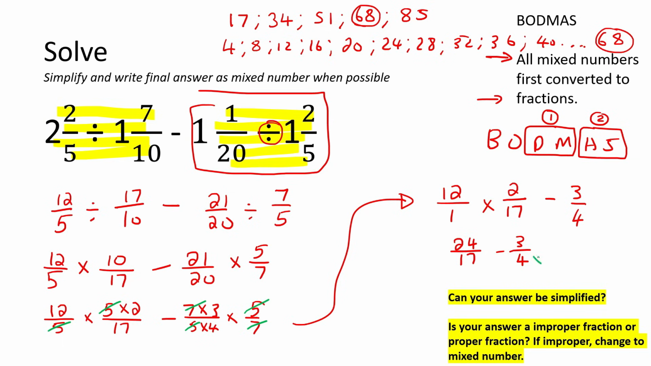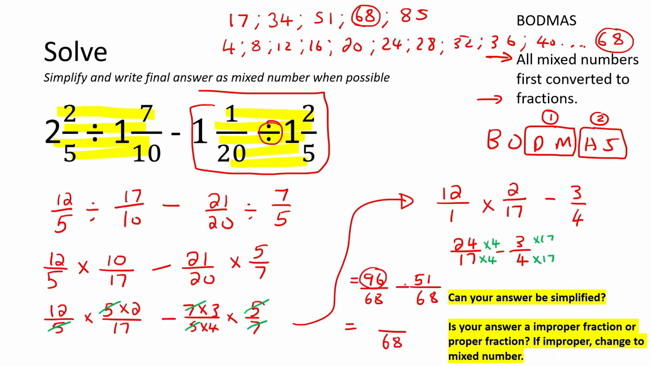So to make this into a 68, you would actually have to multiply it by 17, top and bottom. And to make this one go to 68, you would actually have to multiply it by 4, top and bottom. Wow, some big numbers here. And so 24 times 4 is 96. So we're going to get 96 over 68. Take away 3 times 17, which is 51 over 68. And so the answer will be over 68.